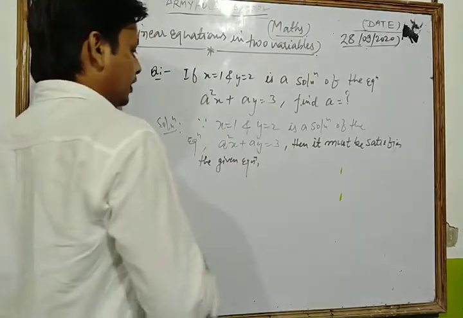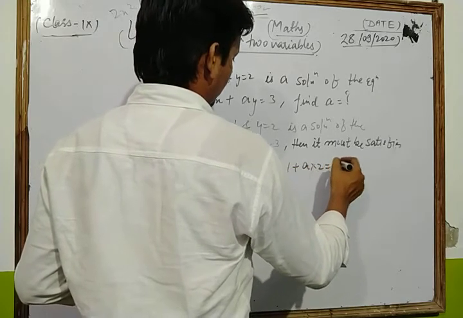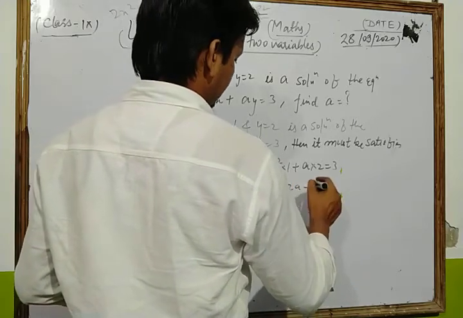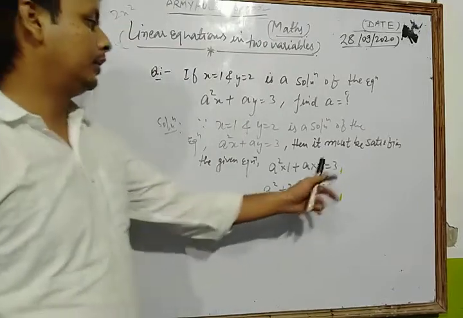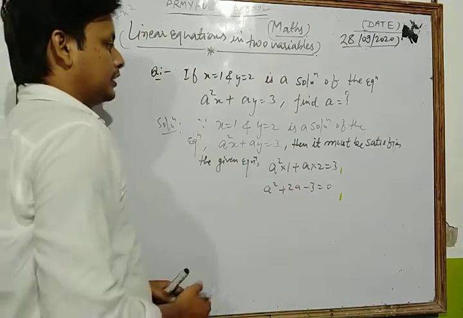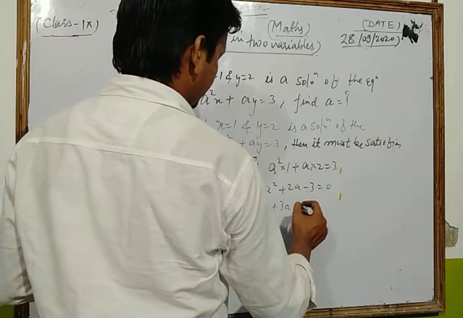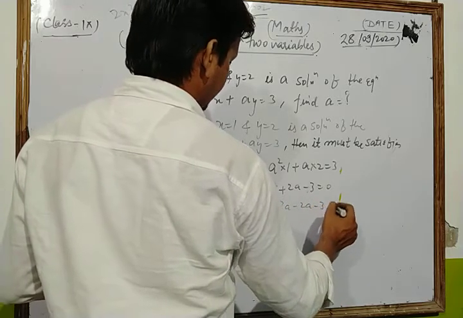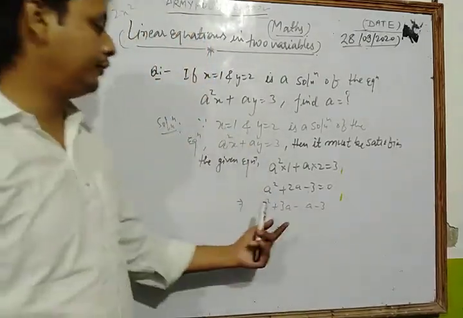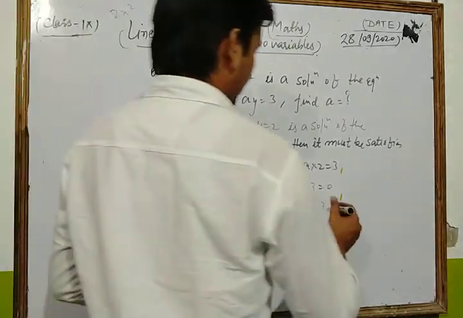So we put x is equal to 1 and y is equal to 2 in the given equation. So we get a square into 1 plus a into 2 is equal to 3. So we get a square plus 2a minus 3 is equal to 0, because we transfer plus 3 to that side, so we get minus 3 is equal to 0. Now after factorizing, we get a square plus 3a minus a minus 3, because if we write plus 3a minus a, then we get 2a, and minus 3 is written as it is, is equal to 0.